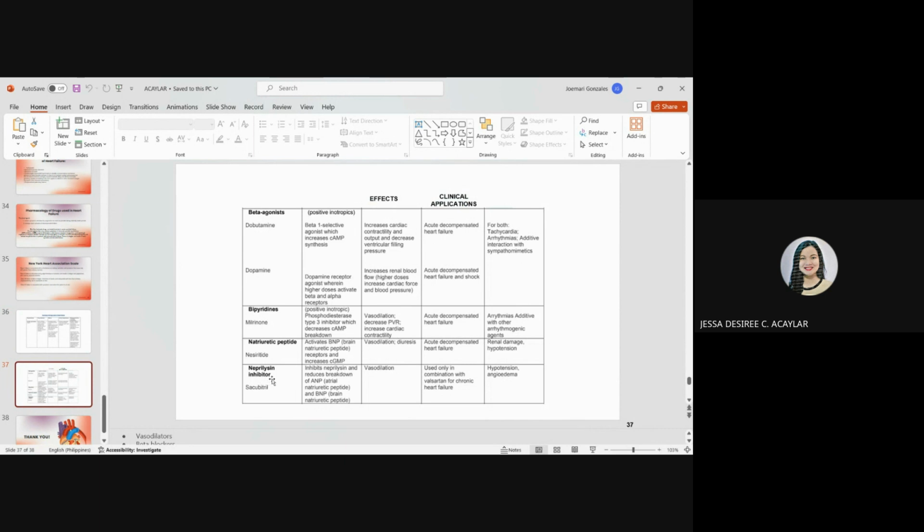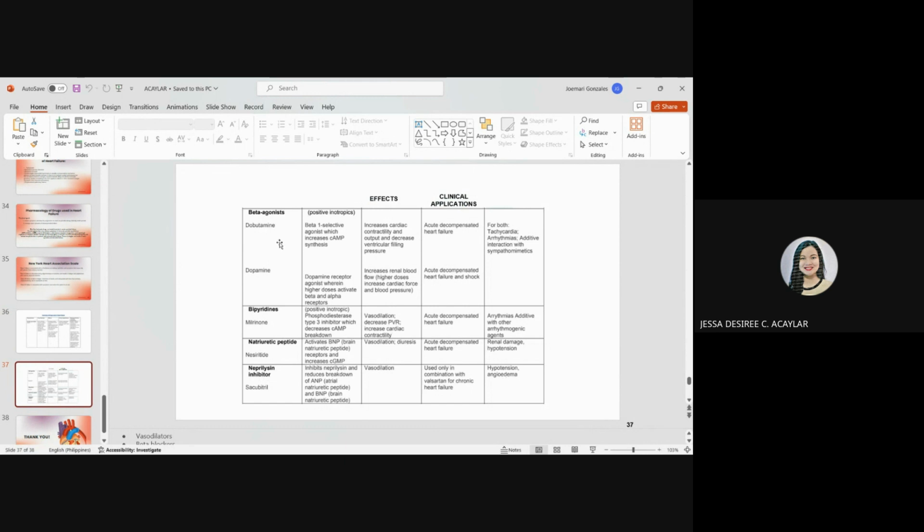Last is the neprilysin inhibitor, mainly the sacubitril. It inhibits the neprilysin and reduces breakdown of ANP, the atrial natriuretic peptide, and BNP, brain natriuretic peptide. It has the vasodilation effect. Clinical applications used only in combination with valsartan for chronic heart failure. Its pharmacokinetic, toxicity, and other interaction may cause hypotension and edema.